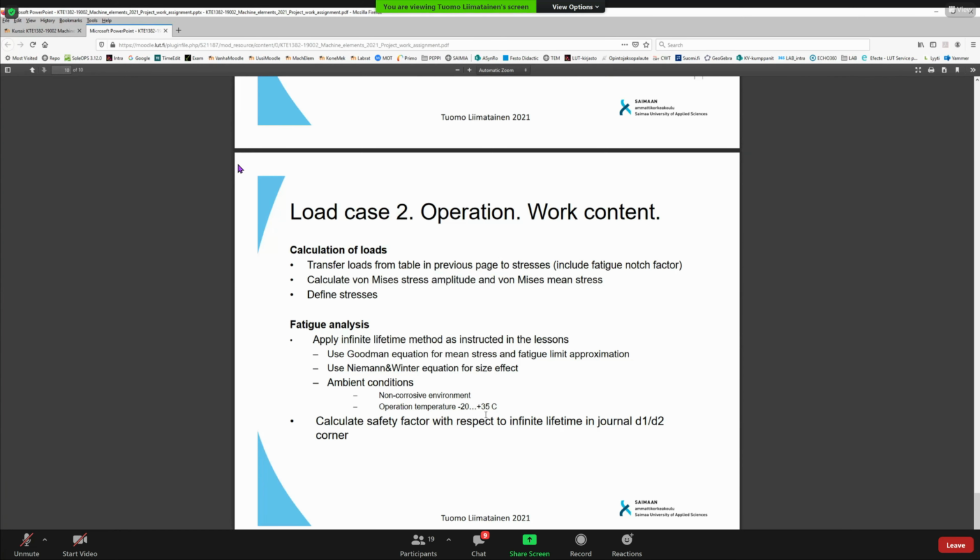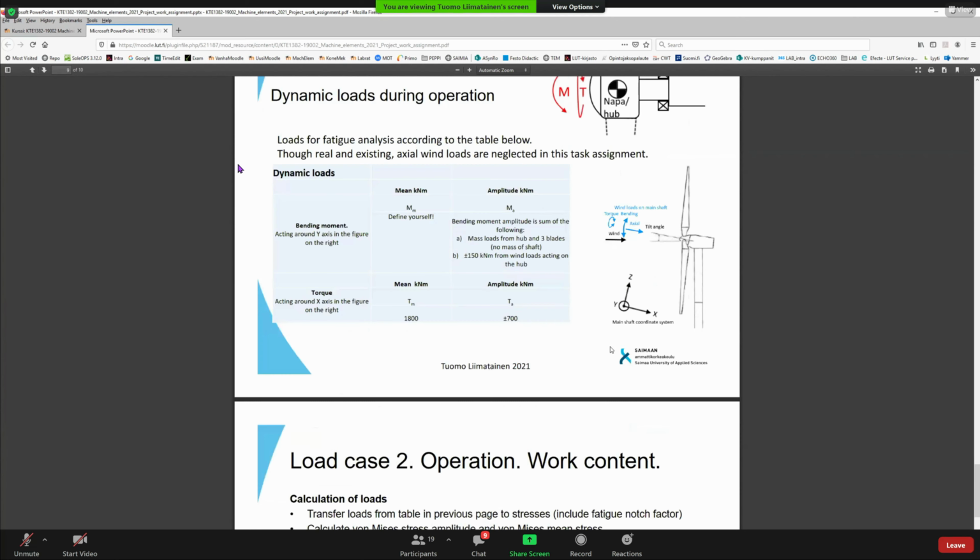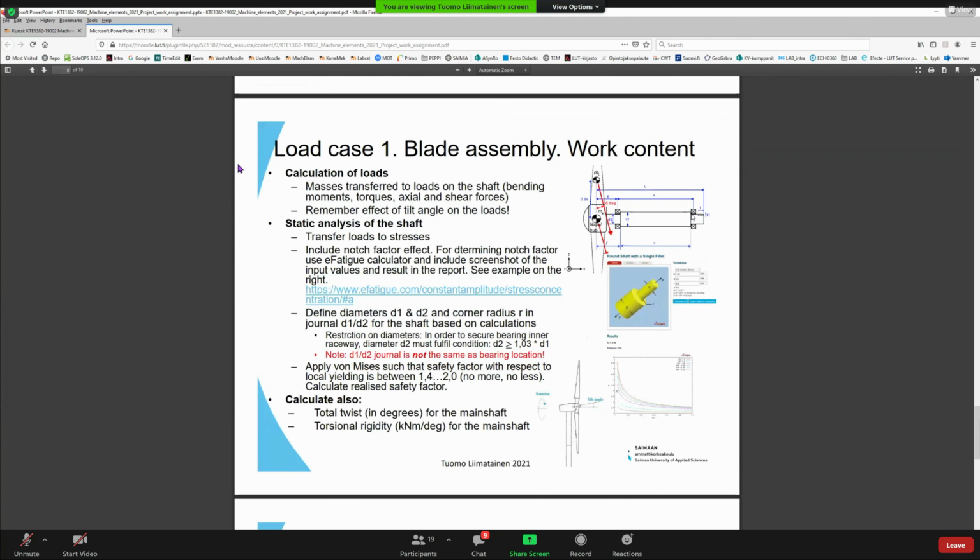And then as final result, you should calculate the safety factor with respect to infinite lifetime in this journal D1, D2 corner. In real life, we would also calculate it in several other locations, but in this course, we only do it for that specific location.